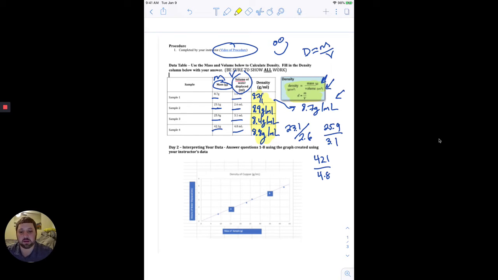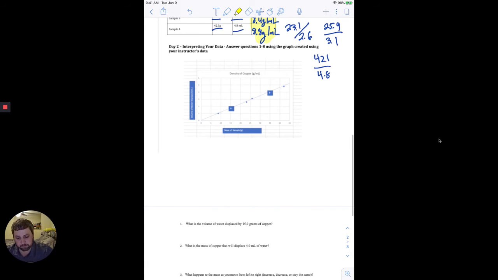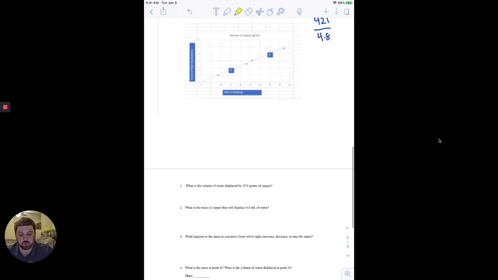So let's take a look at what this looks like on a graph. So we've already graphed this out for you. What we need to do is just go through these questions and make sure we know how to interpret the graph. So when we look at number 1, it's looking for a volume, so right away we know our answer should be in milliliters.